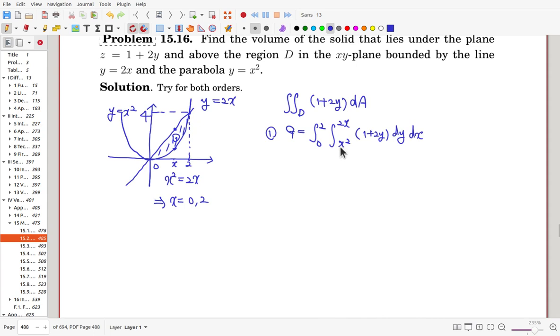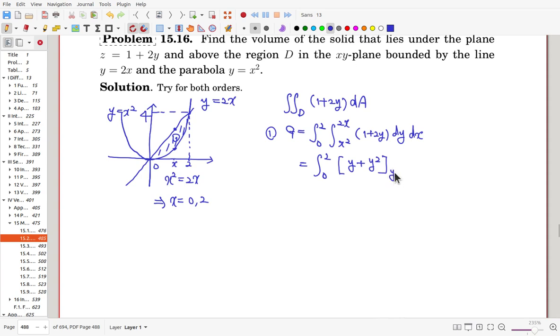Now, to get the integral, we focus on this one. Then that is from 0 to 2, and that one is now the y integration, which gives y and y squared.